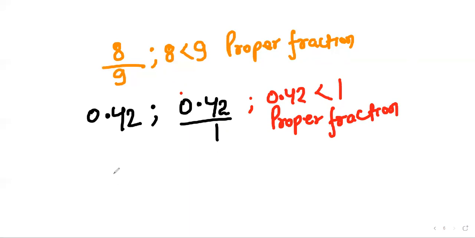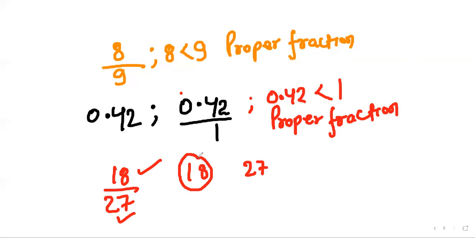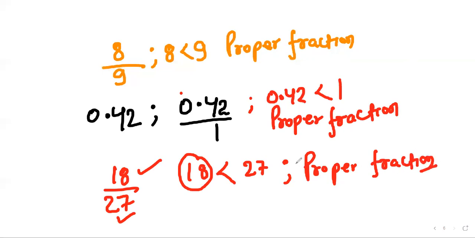Let's take one more example. If I write 18 over 27, you just have to see the top number, which is the numerator, here 18, and the bottom number, which is the denominator, here 27. Is this 18 at the top lesser than 27? Yes, it is lesser than 27, the denominator. That's why this is also a case of proper fraction. So now you can easily understand the concept, and if questions are given to you to identify proper or improper fractions, you can definitely do that.